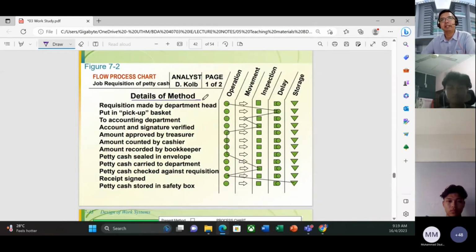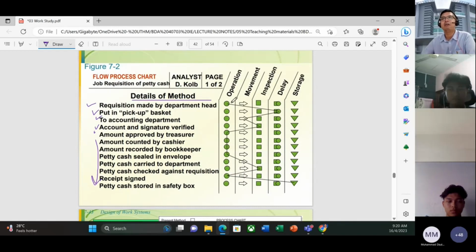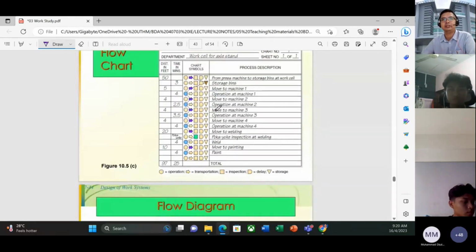So we look at this flow chart example. This is a detailed method. It gives you details step by step, 1, 2, 3, 4, 5 until the end step. It gives you operation, movement, inspection, delay, or storage. So they give you these symbols. How do we determine the symbol? The symbol represents each description, for example, like this.